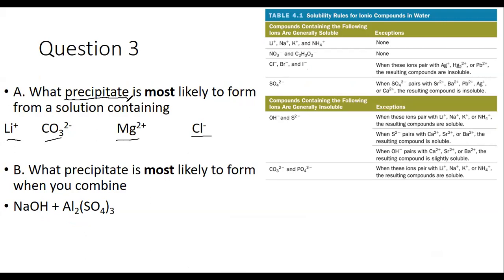And at B, it's the same idea. Mix sodium hydroxide and aluminum sulfate. What will you make that's a solid? And I helped you out with this one.